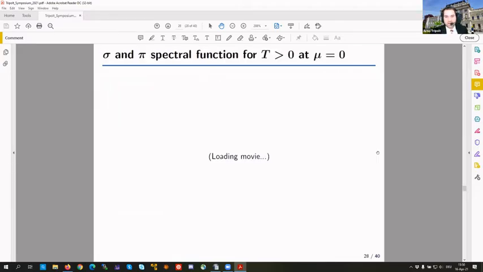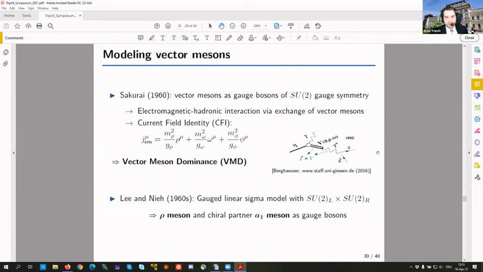Let me move on to vector mesons. So, of course, we have already heard that vector mesons have been in the center of Jochen Wambach's research for many years. And let me start with a few historical remarks here.